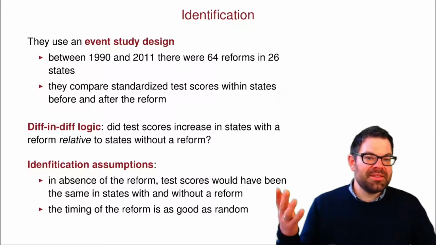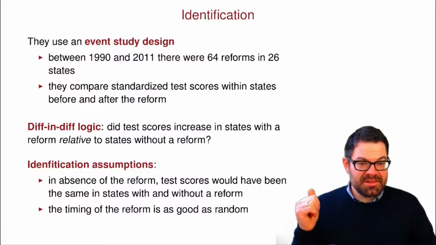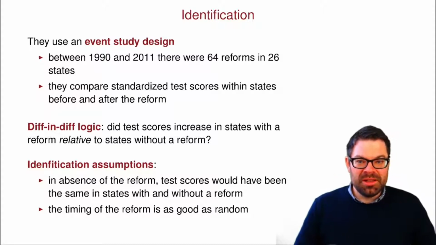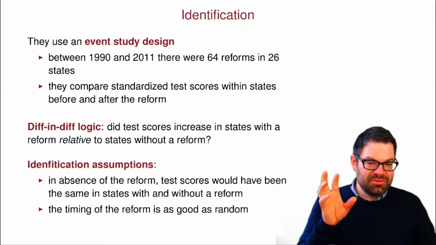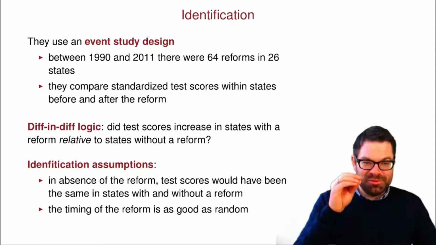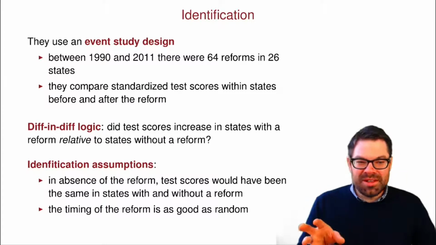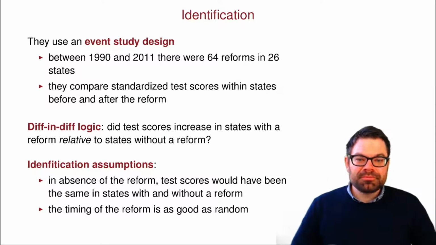Yeah, so it's a classic event study design. There were 64 reforms in 26 states. So there were some states that had multiple reforms in multiple years, and you have to read the paper to read about how they dealt with the fact that there were multiple reforms in one state. They typically use the last one, but it depends on the type of reform it was.